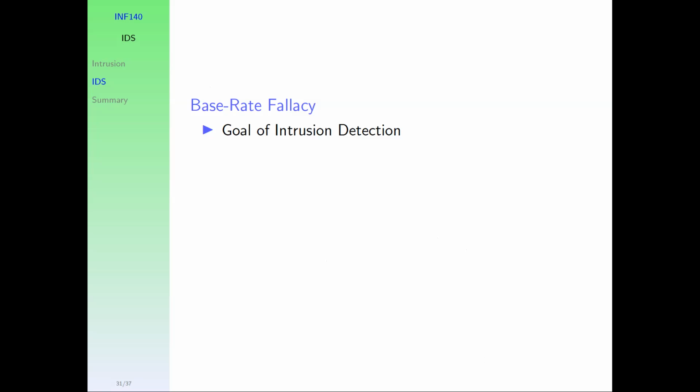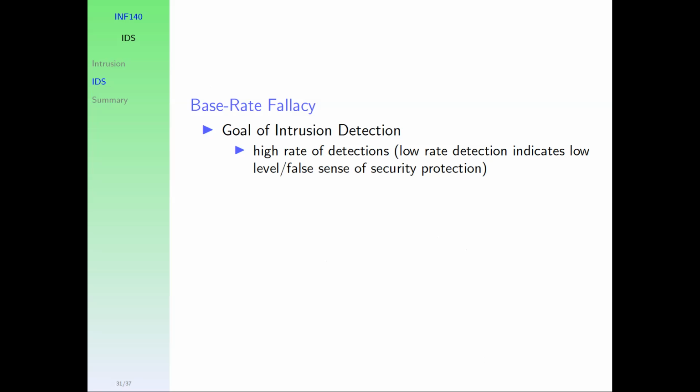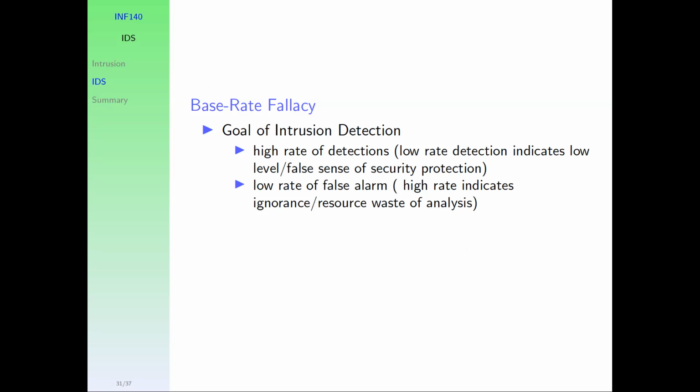And for most of this intrusion detection, the general goal, of course, is to have a high rate of detection and a low rate of false alarm, right? And why do we need a high detection rate? Because if it's a low rate, it indicates a rather low level of security protection. Or it may lead to a false sense of security, because they say, okay, everything is fine, there are only a few intrusion behaviors, but in reality, there are much more than that. And that gives the administrator or the system a false sense of security protection.